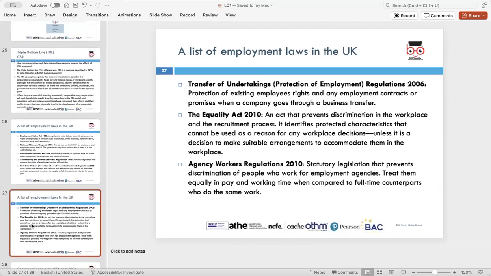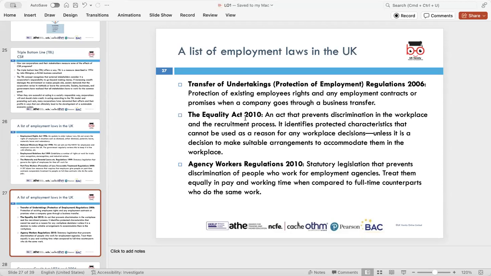The following is a list of employment legislation in the United Kingdom. Here is the Transfer of Undertakings Protection of Employment Regulations 2006. It covers the rights of current employees, as well as any employment contracts or promises that may be in place during the process of a company undergoing business transfers.